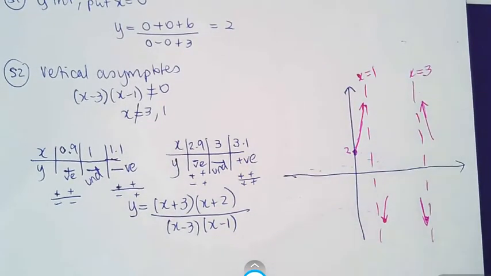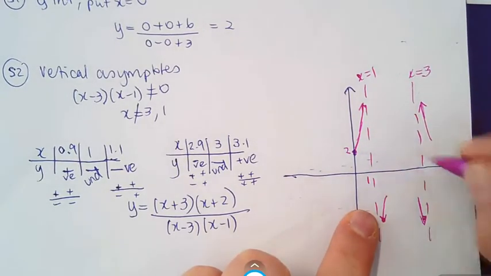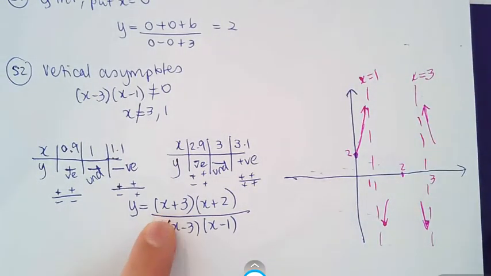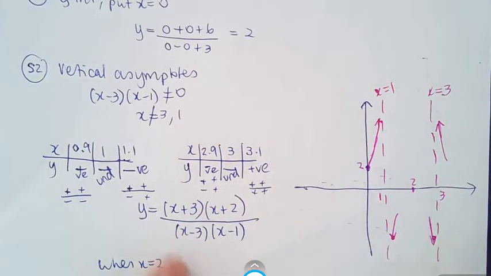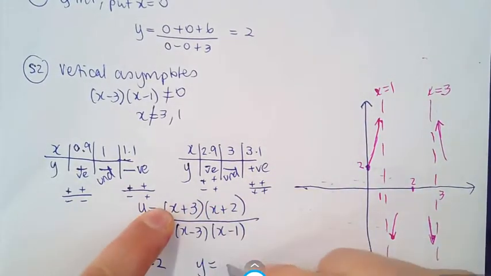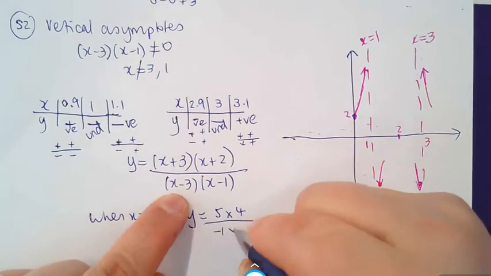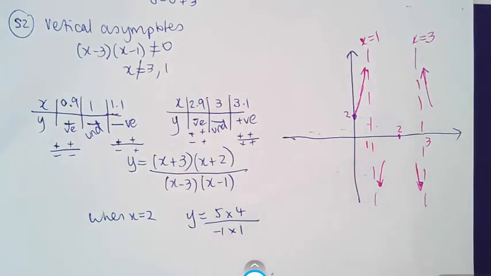Now, what would I do next? I've still got to work out what happens in here, all right? Yep, definitely x is 2. Fantastic. So I'd definitely be putting 2 in. So when x is 2, what would I get? Y is, you just do it here, 5 times 4 over, I can see it, negative 1 times 1. Hey, that's negative. Whoa.